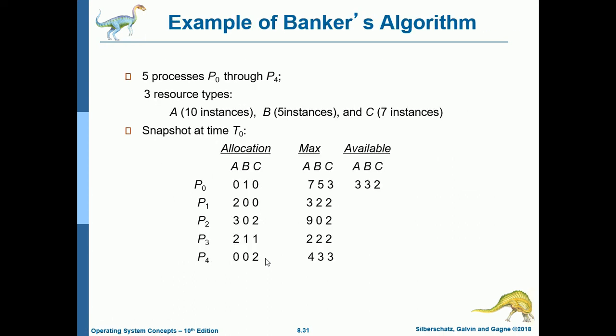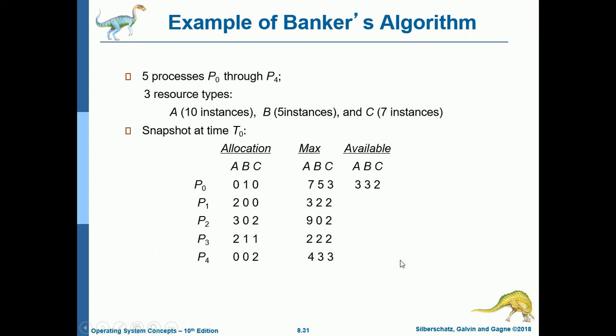So we have an example here of the banker's algorithm. We have 5 processes from P sub 0 to P sub 4. And then we have 3 resource types. Resource type A has a total of 10 instances, B has a total of 5 instances, and C has a total of 7 instances. So this is the snapshot at time T sub 0.